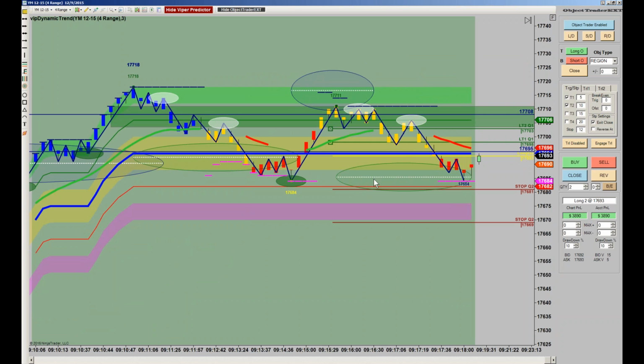Support. Got in a little bit late, but if you're looking at that with your eyes, you would have gotten in on that bar right there.